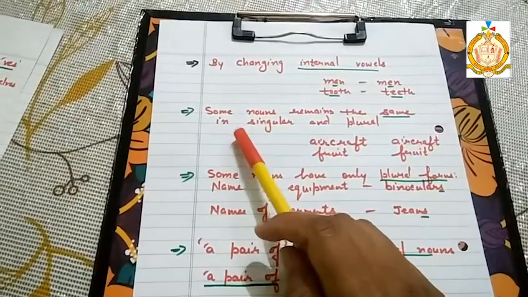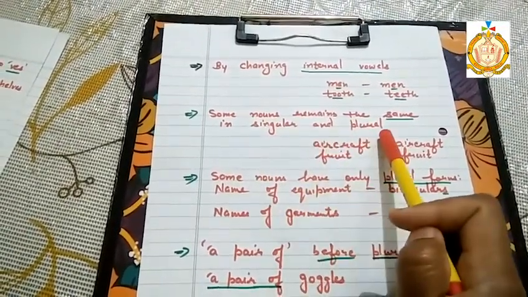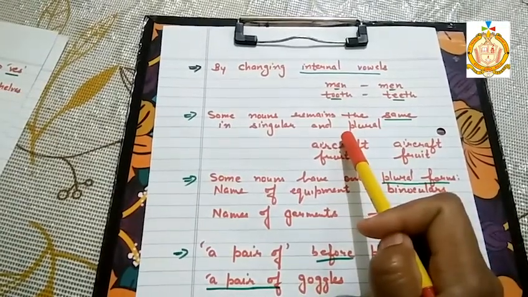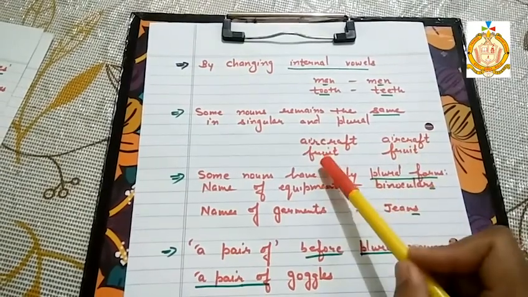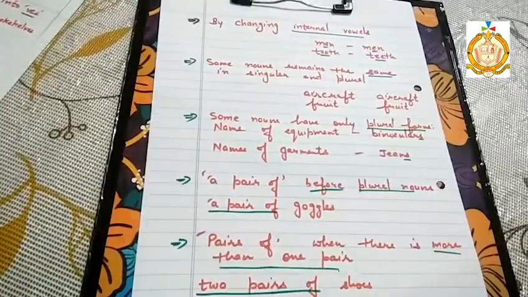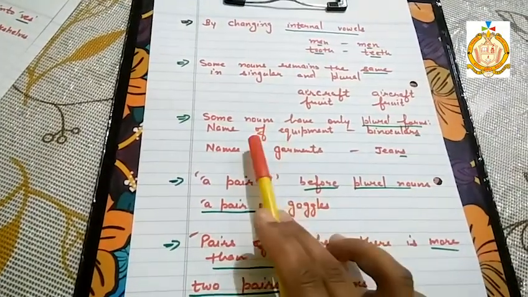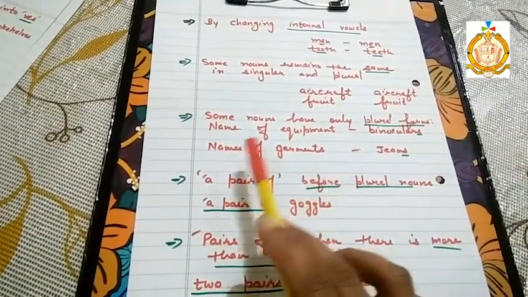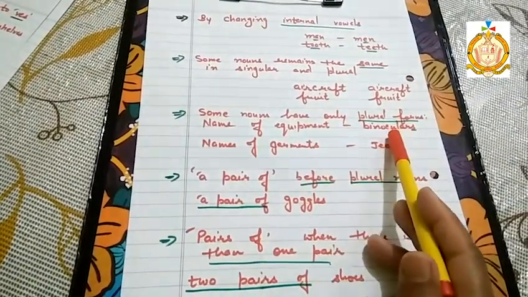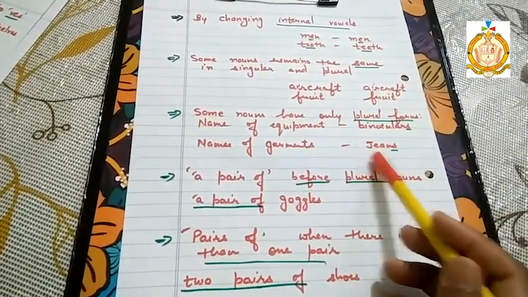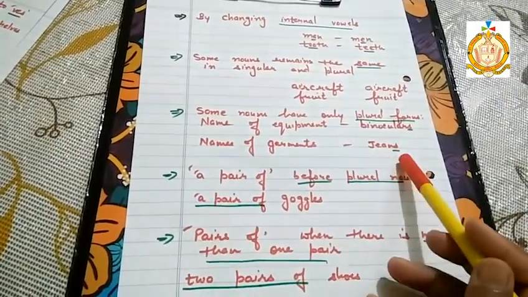Next, some nouns remain the same in the singular and plural form. They do not change, like aircraft, aircraft; fruit, fruits. Students, some nouns have only plural forms, like names of equipment and names of garments. For equipment, we can take the example of binoculars, and for garments, jeans.